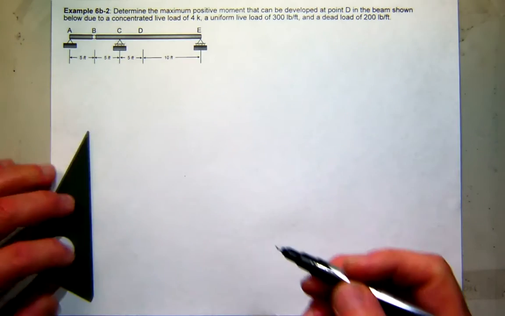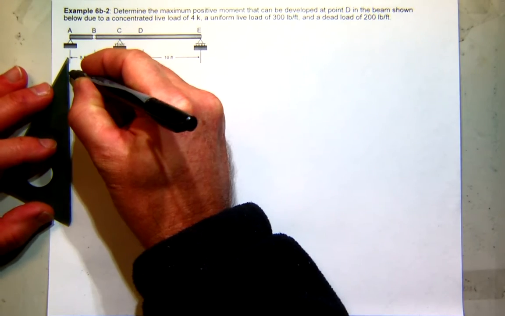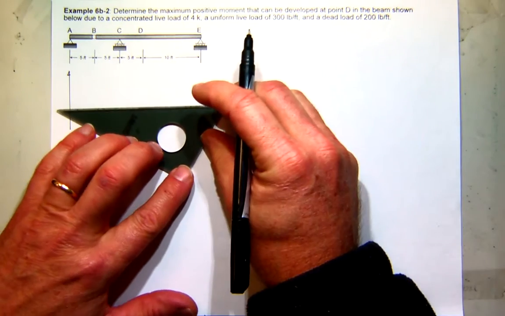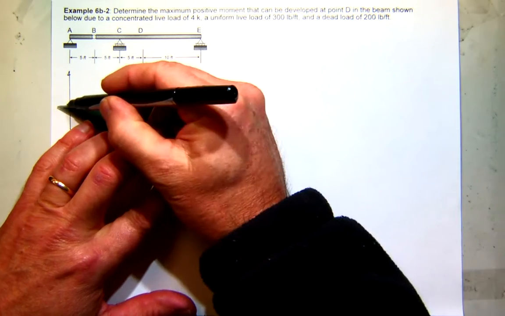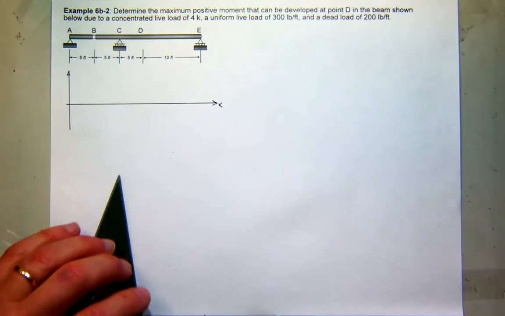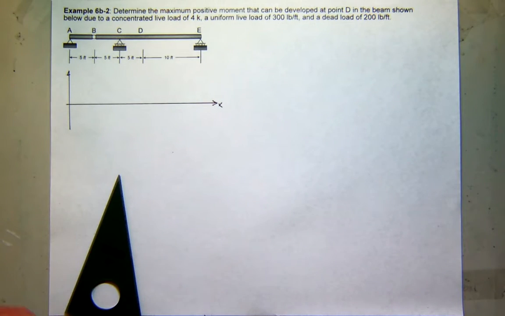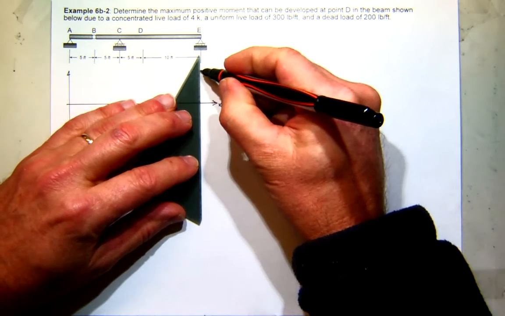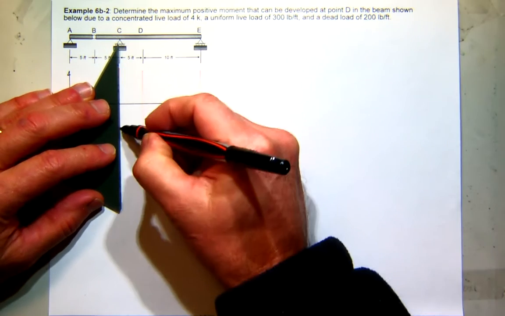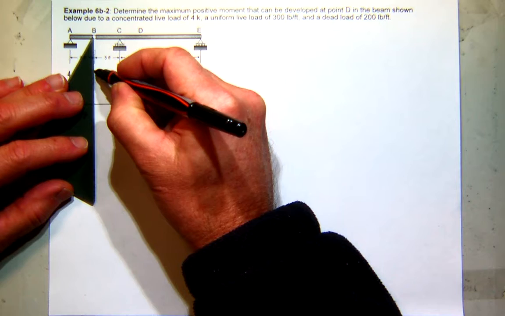So what I'm going to do is use Mueller-Breslau. I'm going to draw a kind of template, and I'll extend down some key points. So there's the end, there's point D, there's a reaction, there's a hinge.